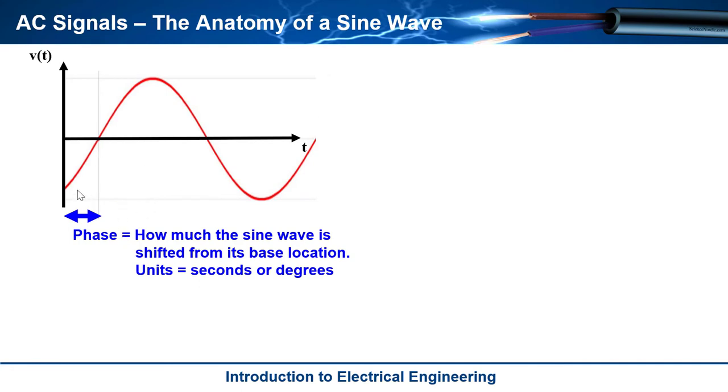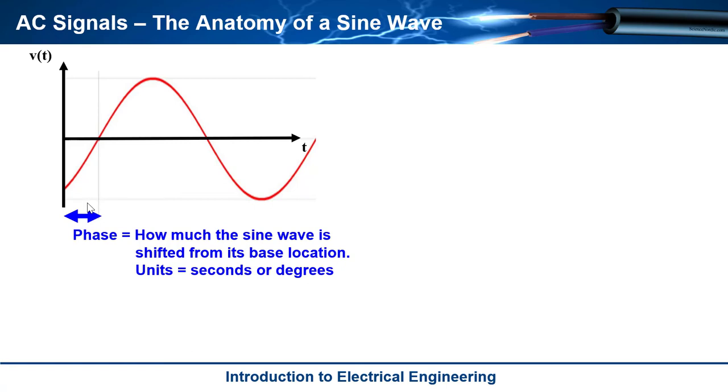So phase of a single sine wave represents how much to the right or to the left the sine wave has been shifted from its base location. So its base location is basically at t equals 0, the sine wave function is going to result in 0, and it'll start here and then it'll go up. But we can absolutely have signals that are shifted left or right, and we call that the phase.